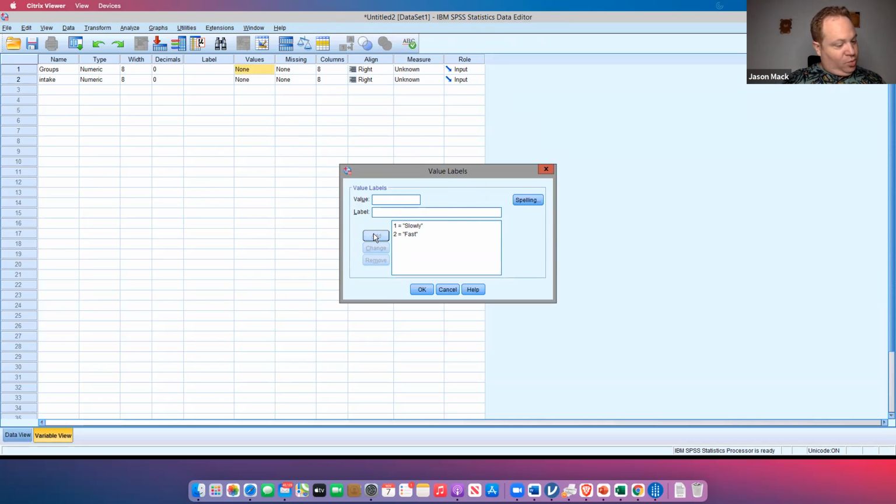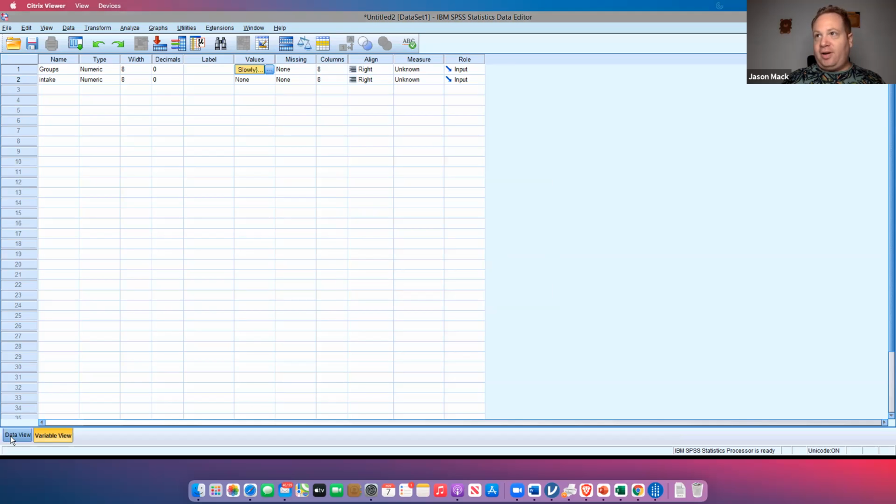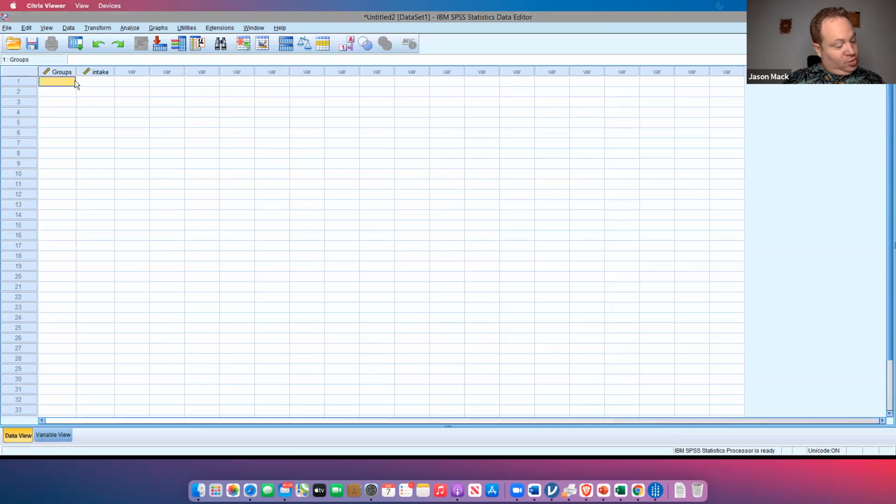So now we're going to say okay, and go back to our data. In the groups column, we're going to enter 1 in the first 6 cells and then 2 in the next 6 cells. Then in the intake column, we're going to enter the calories that they ate for each group to correspond.